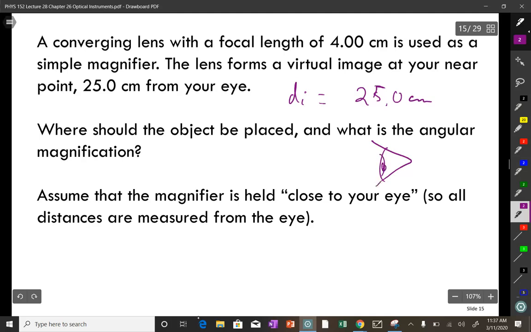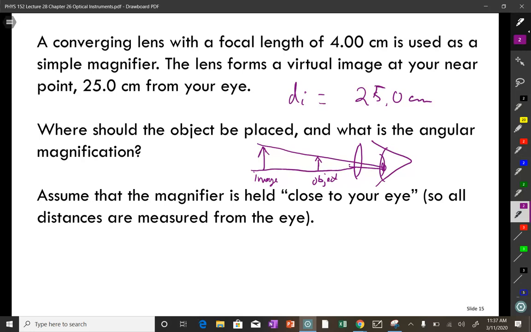Here's your eyeball. Here's the lens. Here's the image. The object is going to be somewhere like here. Your object distance is always positive. Your image is on the same side as the object. What does that make the image distance? Why is it negative? Because it's on the same side as the object.